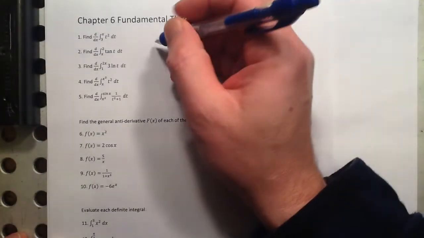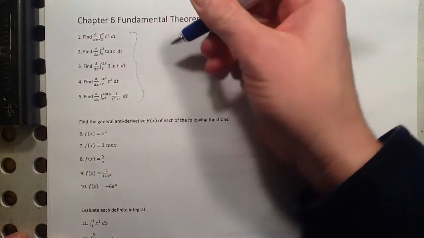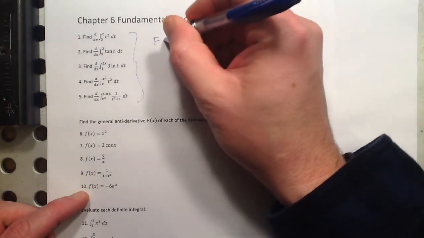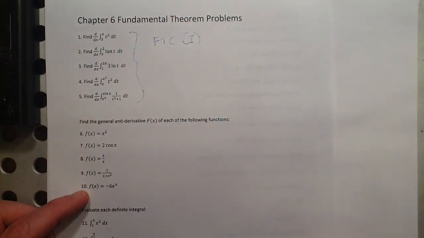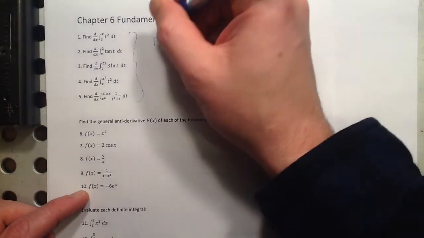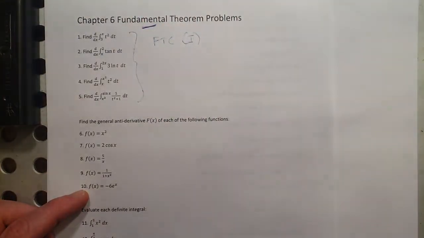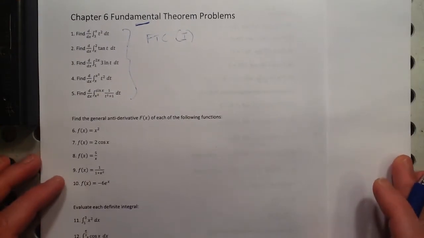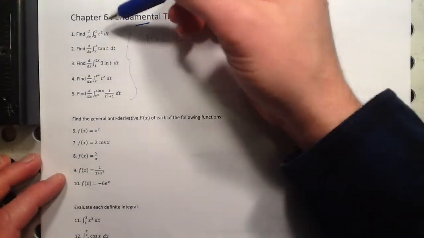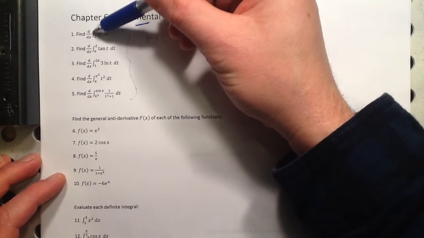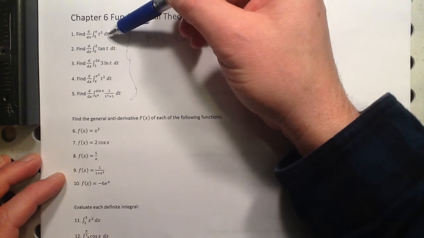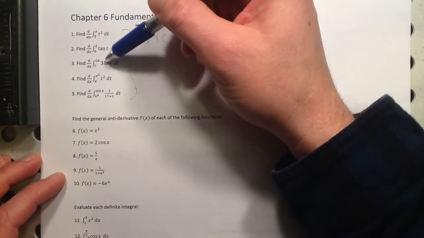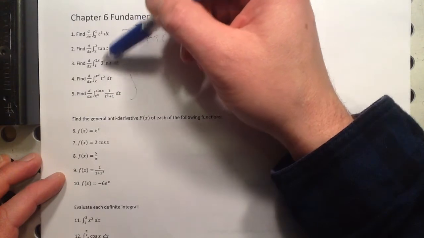So for the first 5 here, these are really fundamental theorem type 1 problems. These are problems where we're taking the derivative of an area function, and they're pretty straightforward, or this first one at least is pretty straightforward, and then the next few have some little tricks in them.